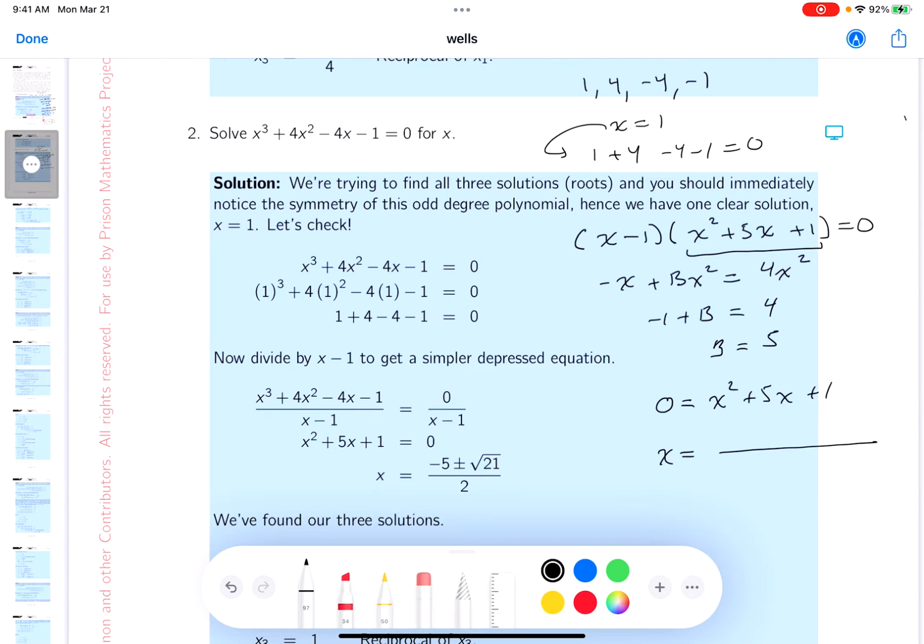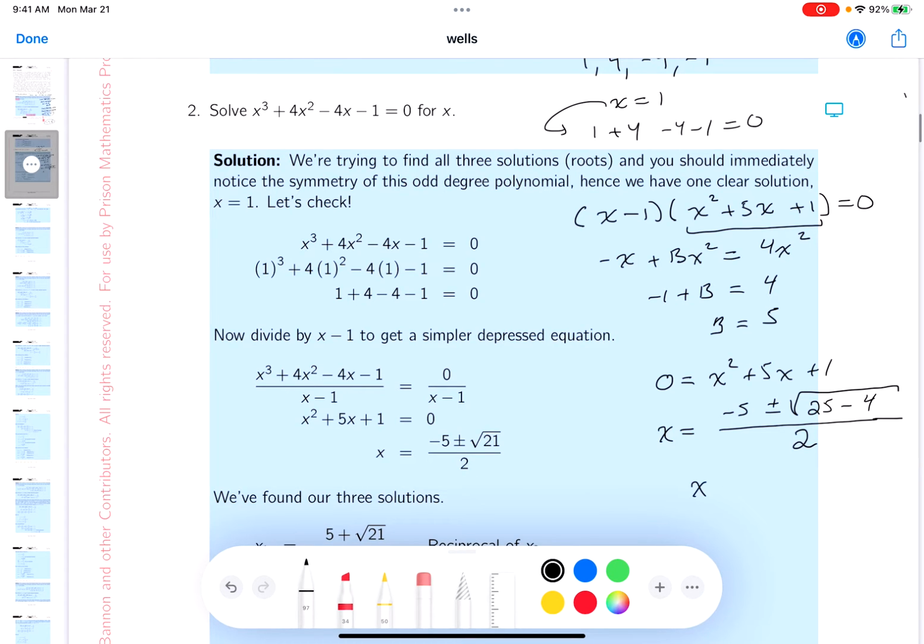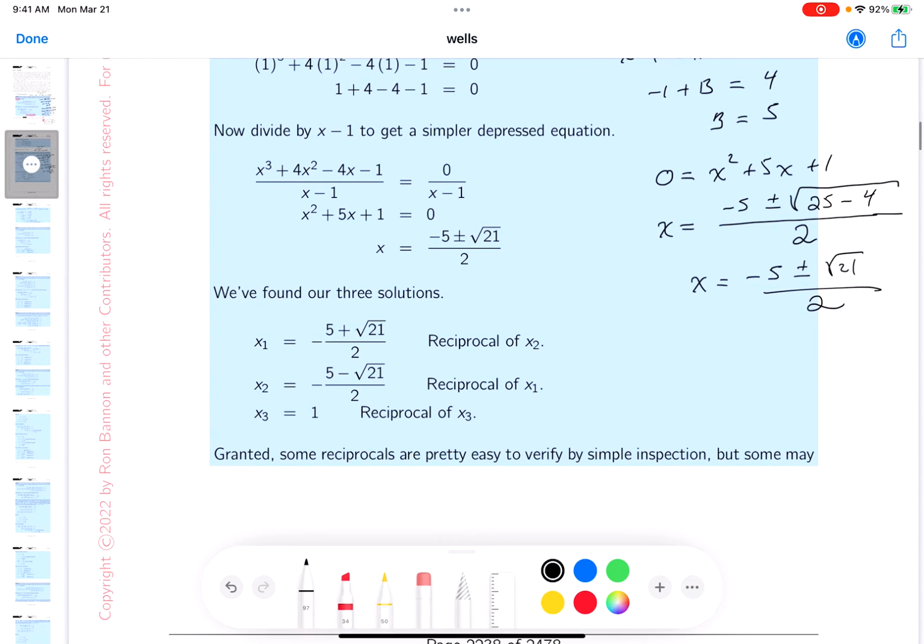x equals, what do you get there? Let's take a look at it. And you're going to get what? Twice the a in the bottom, 2, minus the b, plus or minus, got to be careful, b squared is 25, minus 4 times a times c, which is 4. So you get x equals -5 plus or minus the root of 21 over 2. Well, we got some roots over here.